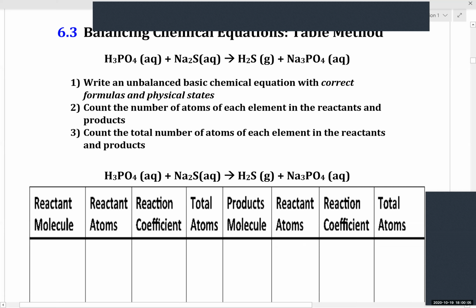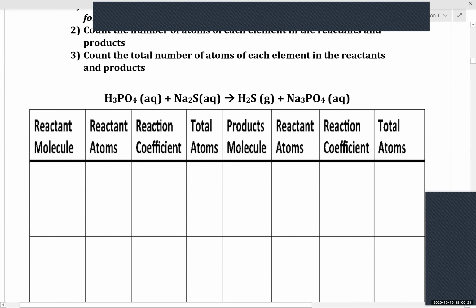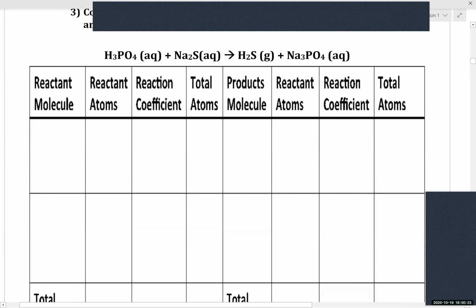So, let's look at the following example. We're looking at the reaction between phosphoric acid and sodium sulfide to yield hydrogen sulfide and sodium phosphate. Okay, so this table may look daunting at first, but it's really a way of breaking down our chemical equation and looking at each species in our chemical equation.